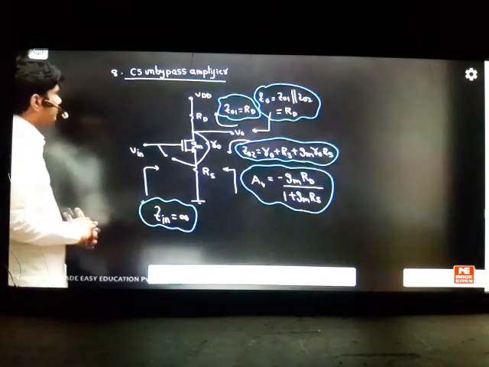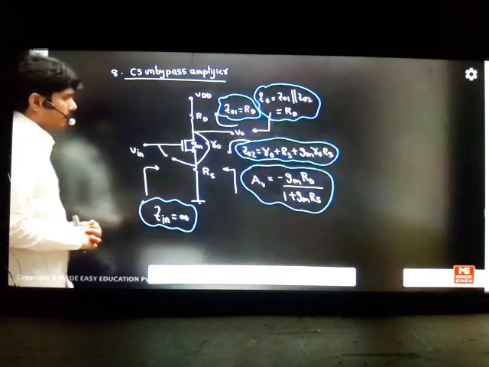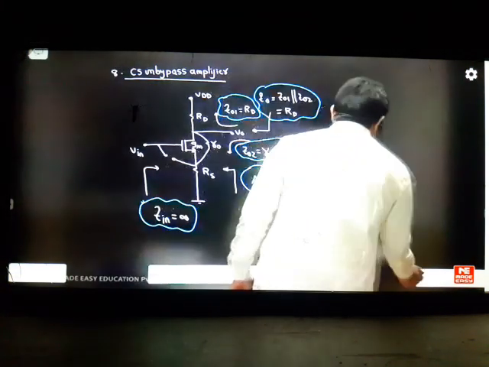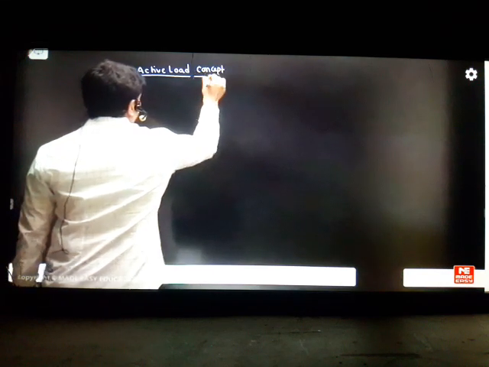So after completing these ideas, common source unbypassed and common emitter unbypassed, the next topic is where we apply the active load concept. The next one is the ninth topic, the active load concept. You can write some important points here to learn this subject in an easy manner.